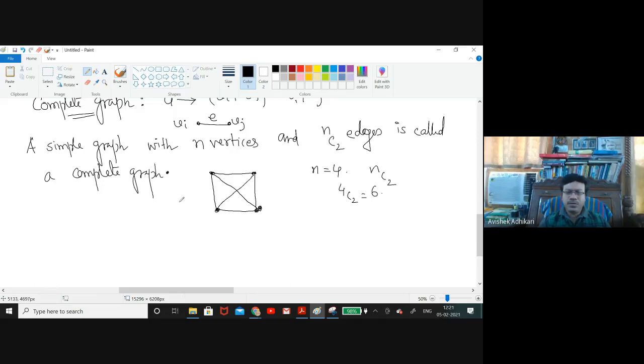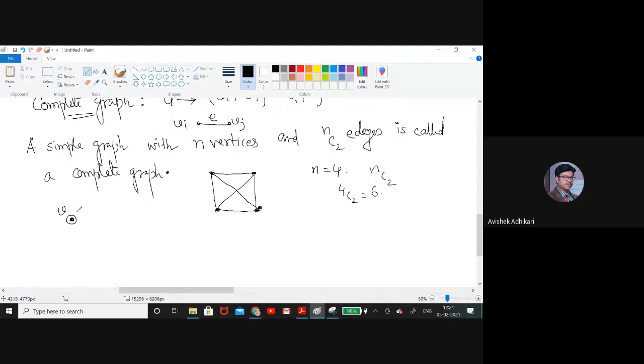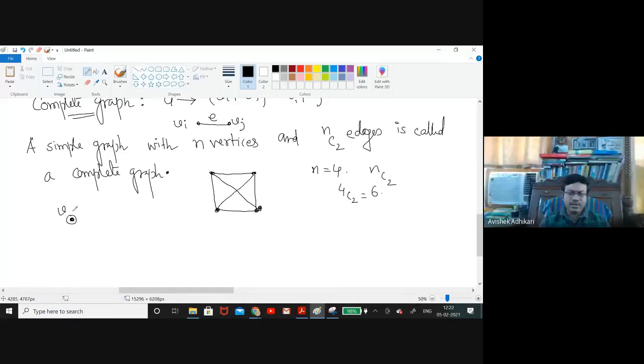Any other proof you can think of? So, what is in a complete graph with n vertices? Say V is a vertex of a complete graph. So V is a vertex of a complete graph with n vertices. So what would be the degree of this vertex V?